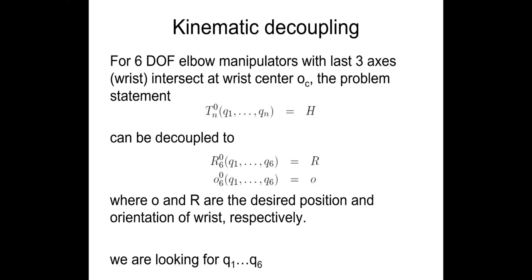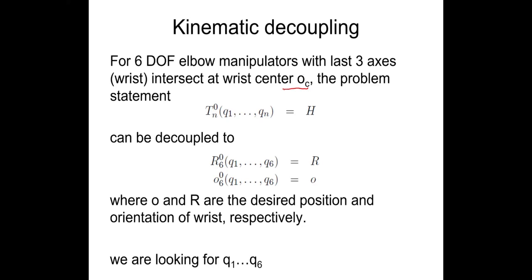Why can we do it? For the 6 degree of freedom elbow manipulator, with the last 3 axes intersecting at the wrist center, we define the spherical wrist center as OC. I guess we're familiar with the manipulator now, so think about what we did in the example.